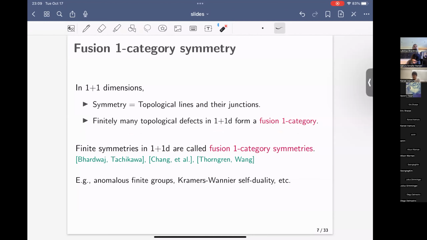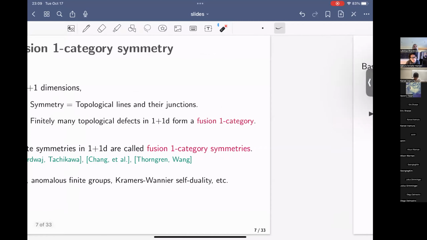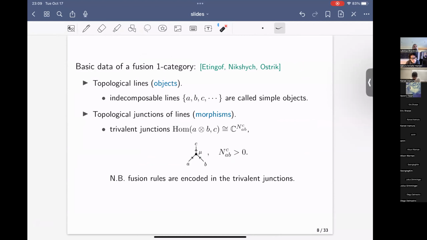So these are very general finite symmetries in 1+1 dimensions. And there are many interesting examples, such as anomalous finite group symmetries and the Kramers-Wannier self-duality of the Ising CFT, or more general symmetries of rational conformal field theories, etc. So what is a fusion 1 category? Basically, a fusion 1 category is just a mathematical framework to describe topological lines in 1+1 dimensions. But more concretely speaking, we can describe the basic data of a fusion 1 category as follows. So the first datum is a set of topological lines, which are also called objects in the category theory. And we will use this category theoretic terminology throughout this talk.